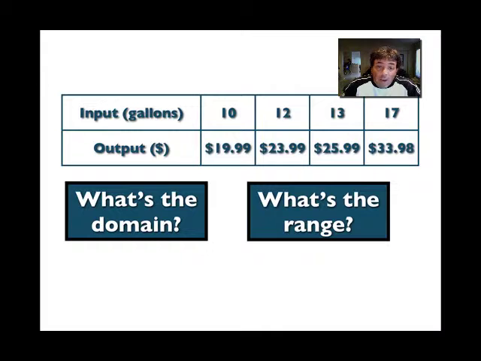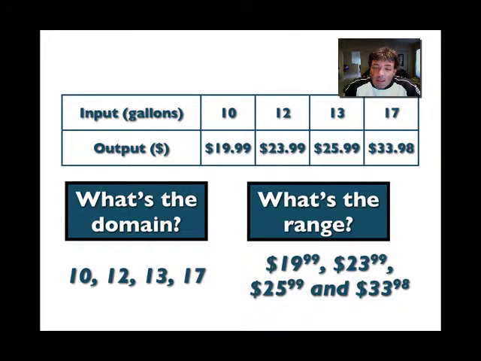So if you're asked what the domain would be, the domain would be 10, 12, 13, and 17. That's the numbers that make up the input. And the range are the numbers that make up the output. And those are the 4 prices. So it's pretty simple to this point. So remember, input, output, domain, and range.